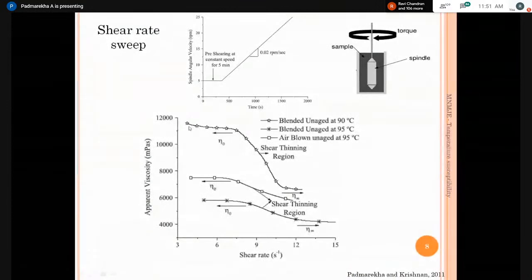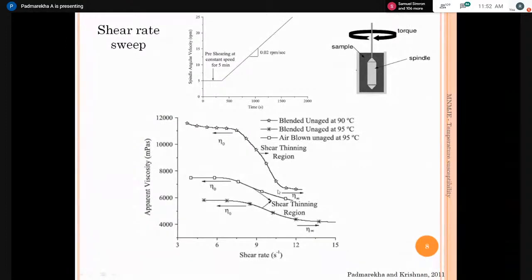So you can see that initial Newtonian response, that means viscosity is constant, then shear thinning, and then finally viscosity is again constant. At 95 degrees Celsius, when you further increase the temperature, you can see that the extent of shear thinning has reduced. This is a shear thinning region, the extent of shear thinning reduced. So this shear thinning extent depends on the temperature.